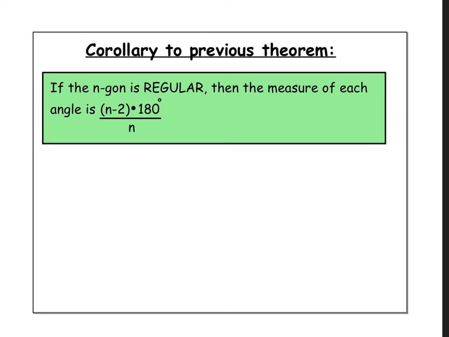Okay, so next thing here, this is a corollary. It's basically just an extension to the theorem. And the theorem was just saying the n minus 2 times 180 thing. Now this is saying if the n-gon is regular, so first off, to be regular, we need to know what that means. And what that means is that all sides are congruent and all angles are congruent as well.